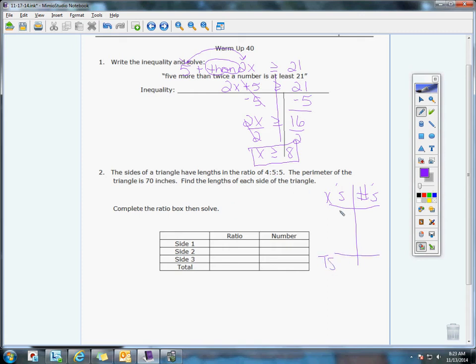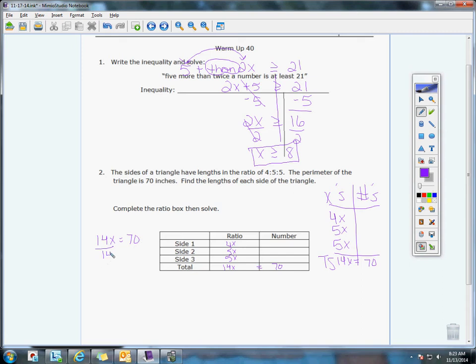Okay, so our ratios are 4 to 5 to 5. So same thing over here. Our ratios 4x, 5x, and 5x. So when we add all those up, we end up getting 14x. Over here, when we add these up, we get 14x. And it tells you your perimeter is 70 inches. Is means equals. So you have a simple one-step equation: 14x is equal to 70.